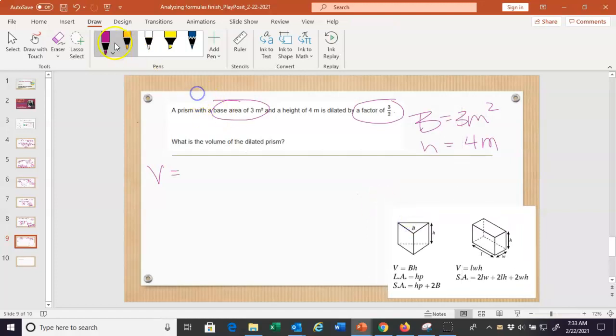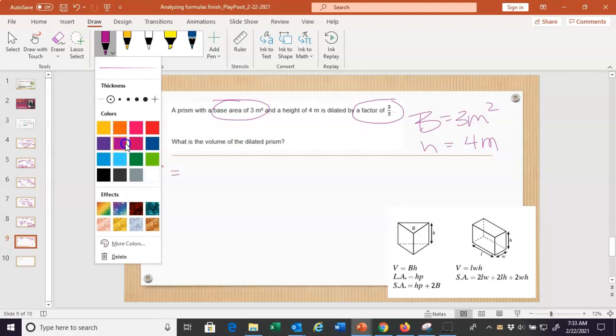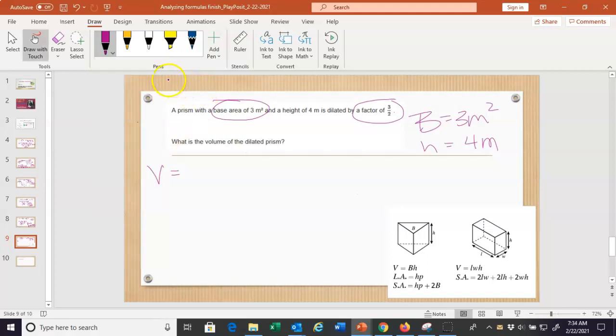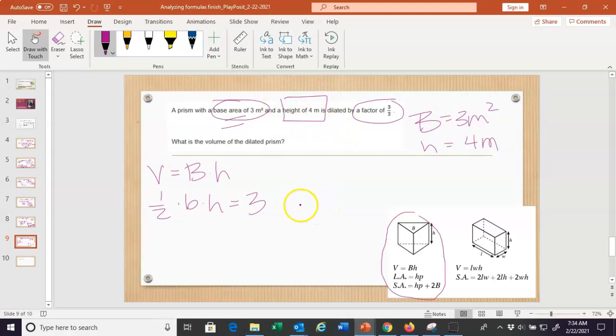There we go. All right, this is our prism. These are the two prisms we have. Well, that's more of the cube. Here's our prism. So we are going to use that formula, B times H. Remember, big B is the base. And the base of this prism is a triangle. So the base area is the area of a triangle. So 1/2 base times height is that 3. And then we also have, it tells us the height of 4.